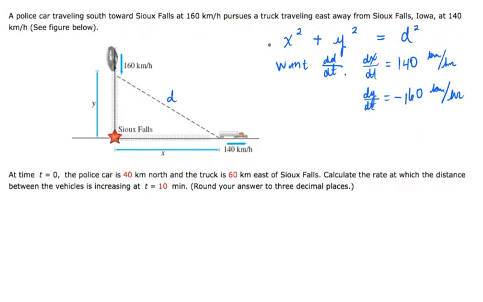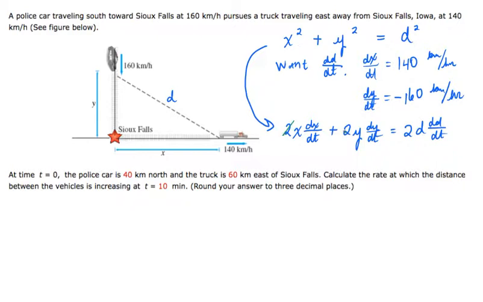Now we can go ahead and take the derivatives of both sides because we know dx/dt and dy/dt, and we want dd/dt. So even though there's three variables here, we know or want all three of their rates of change. So I'm going to go ahead and take the derivative of both sides with respect to time to get 2x times dx/dt plus 2y times dy/dt equals 2d times dd/dt. And we can divide both sides by 2 to get those out of our way. And now to solve for dd/dt, all we need to do is divide by d.